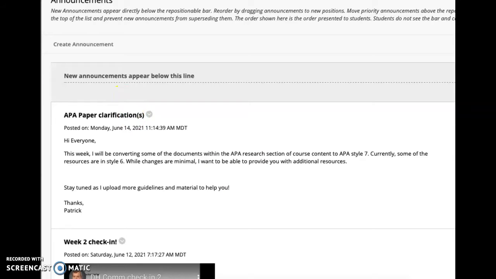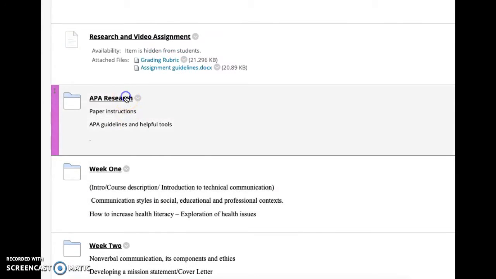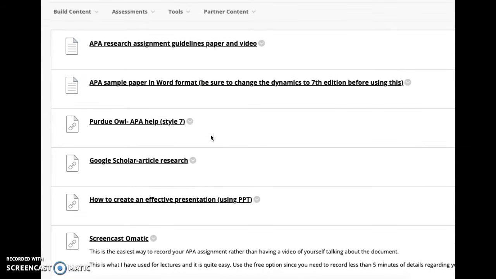I made some changes in your APA information here that we have, the APA research folder. The reason why I made changes is because APA recently, last year, changed from Style 6 to Style 7. This is an update they do pretty much every few years that gives some changes to how we post papers and how papers are supposed to look.